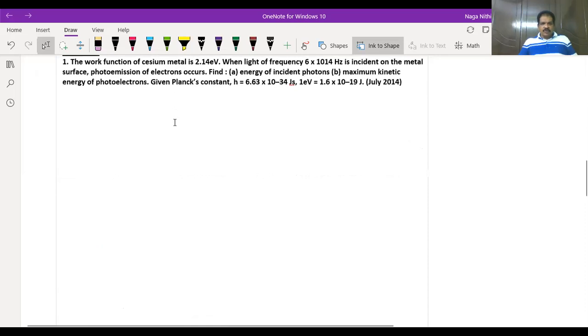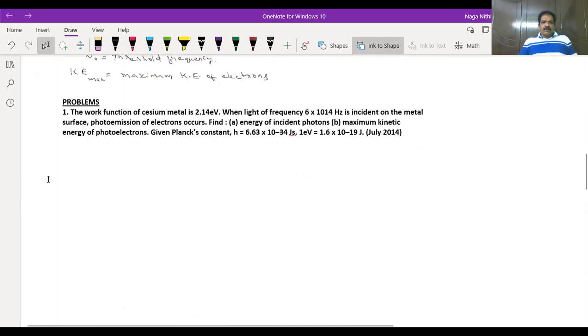Problems, just 2 models are there. One by one we will discuss those models. First problem: the work function of cesium is 2.14 electron volt. So here W is equal to 2.14 electron volt.